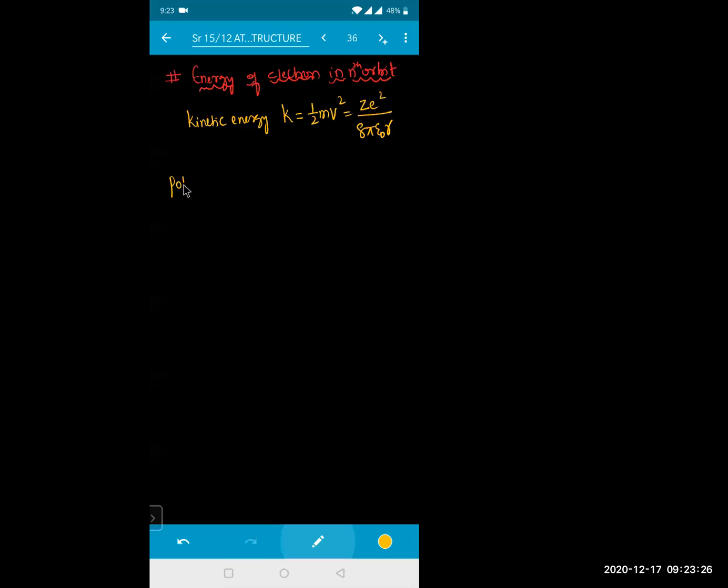In the same way, potential energy U is equal to 1 by 4 pi epsilon naught into z e into minus e divided by r, the nucleus and electron revolving in a circular orbit. So the potential energy is minus of z e square divided by 4 pi epsilon naught r. So this one is your potential energy.